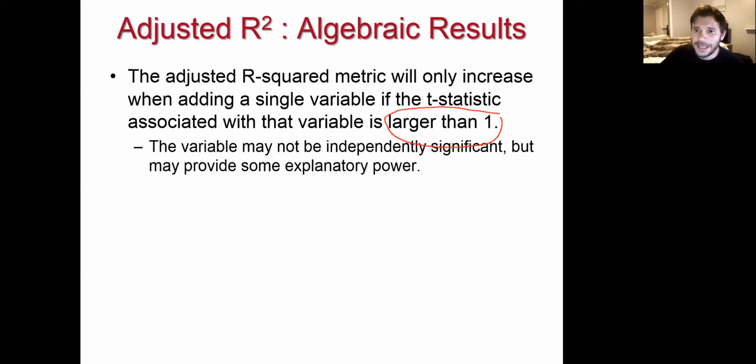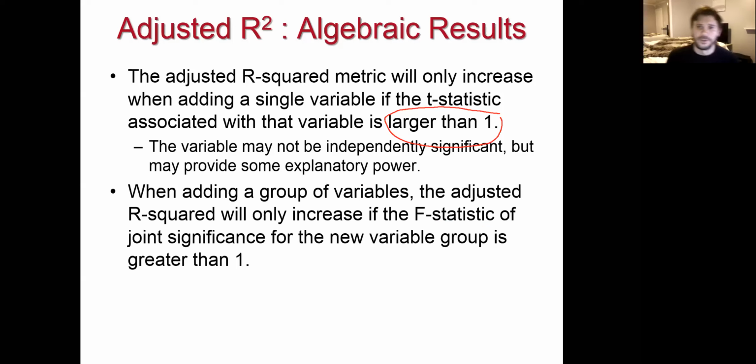Similarly, if you add a group of variables, the adjusted R-squared will only go up if the F statistic for joint significance of the new group of variables is greater than 1. So there's a common theme here, whether it's the F test when we're adding a group of variables or a t-test when we only add one variable. If that test statistic is larger than 1, the adjusted R-squared will go up, saying that the model fits a little bit better, even accounting for the added complexity.